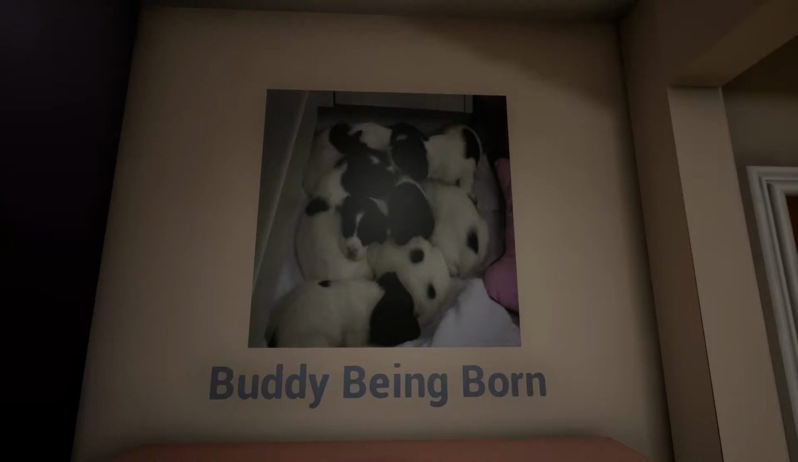I remember being taken to see Dizzy, his mum, and then all the other puppies, but we had already had Buddy in the house, so it was exciting to see all of the puppies together.